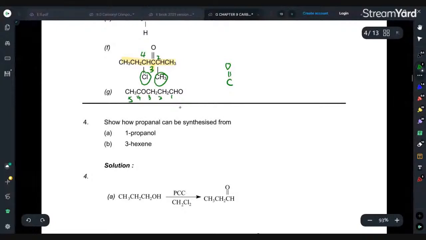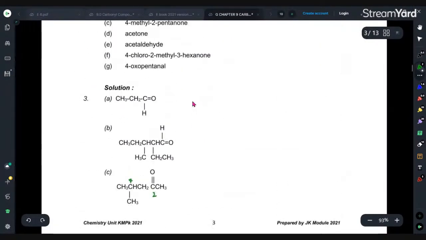This is oxo. Okay, so 1, 2, 3, 4, 5. So this is pentanal. Okay, this is the parent chain. Position number 4, there is a C double bond O. We call it oxo. 4-oxopentanal.